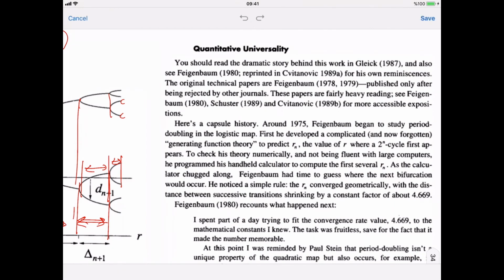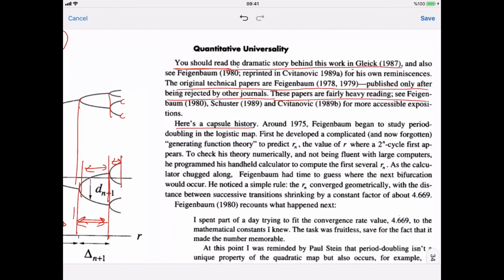This is very rarely used. You definitely should read that one, in terms of excitement. Have you read Gleick's Chaos? It's a very good read. I also recommend it. The original technical papers of Feigenbaum were published only after being, of course, rejected by other journals. These papers are fairly heavy reading. See these ones for a more accessible exposition.